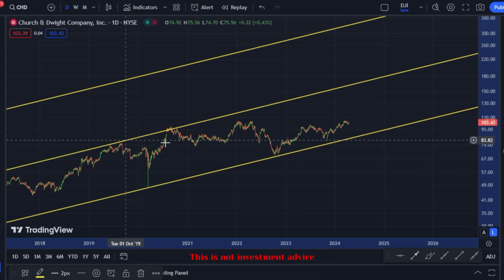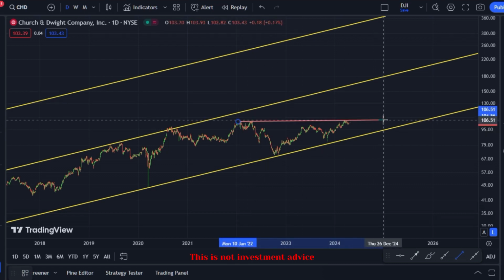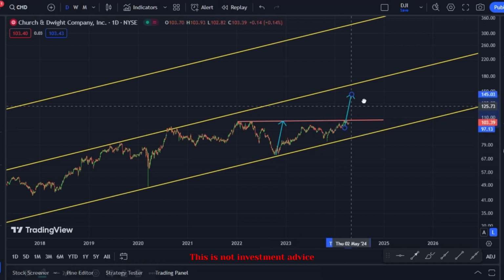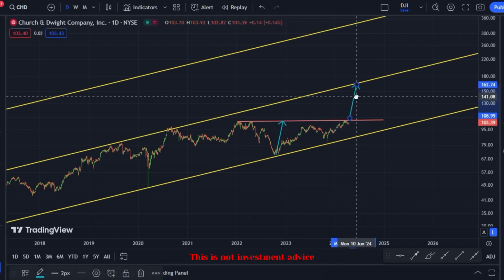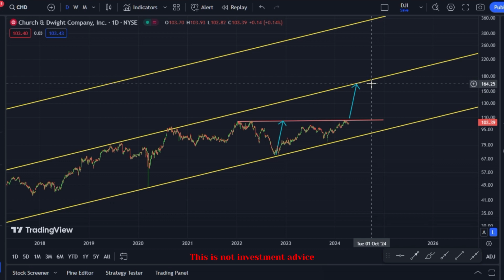Now, let's take a look at the daily period. There's a nice pattern here. Let's measure its depth immediately and set a target. This seems to be our initial target at $165.